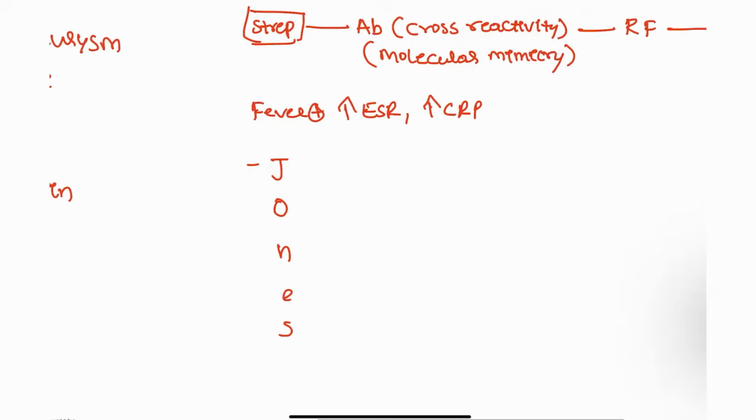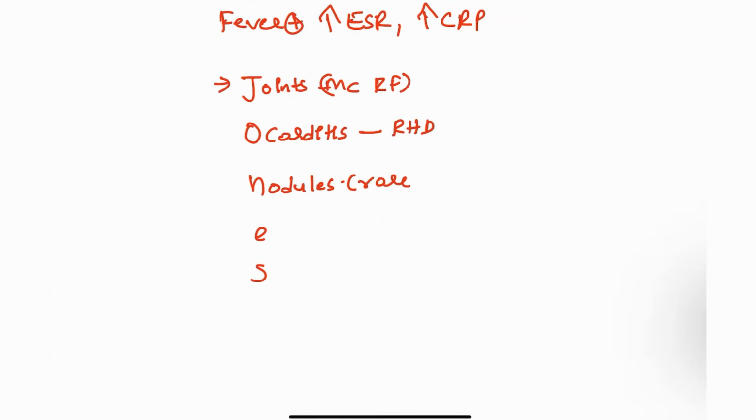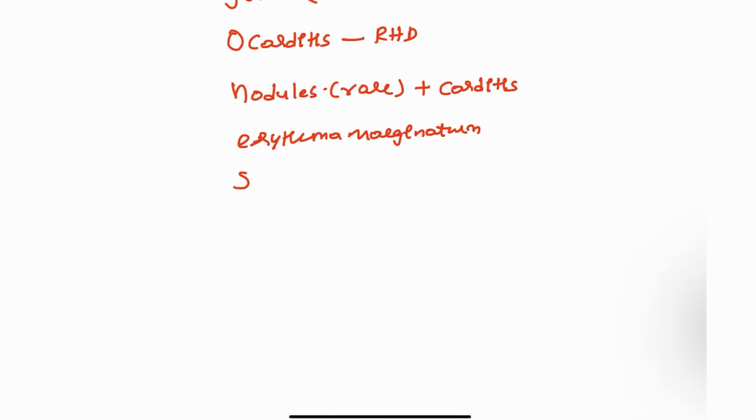So how much is each association seen? For example, the joints are involved most commonly in rheumatic fever. Carditis can progress to rheumatic heart disease. Nodules are very rarely seen, but if they are seen, they are 100% associated with carditis. Next, erythema marginatum. This is also seen, but it is not very strongly associated with carditis.